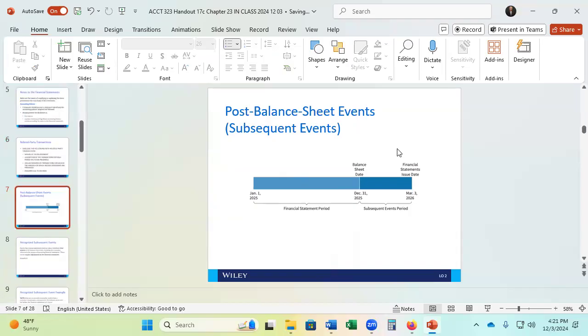Post balance sheet events, subsequent events. So if something happens during the year, but you don't find out about it until after the balance sheet date, you are required to go back and restate the financial statements. If you find out about something important that happened after the balance sheet date, but before the financial statements are out, let's say your biggest customer goes bankrupt and you have millions of dollars that they owe you. And now all of a sudden that becomes uncertain. You would have to disclose that. And it would have to go in the financial statements.